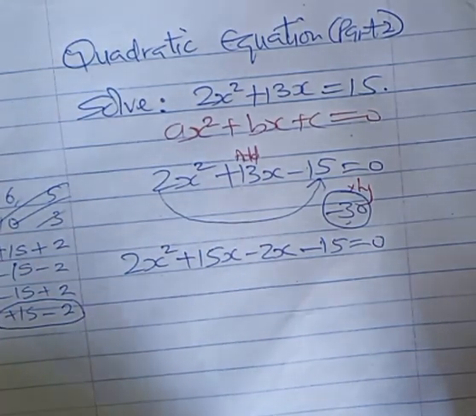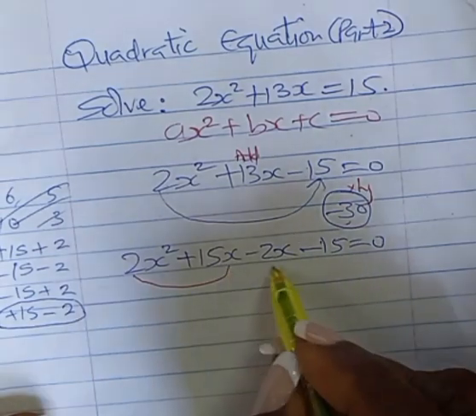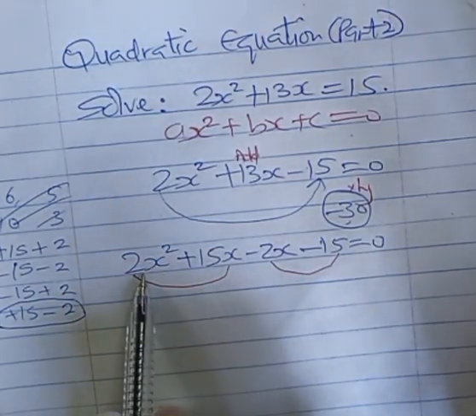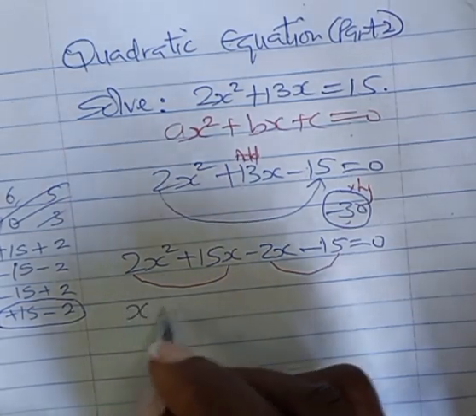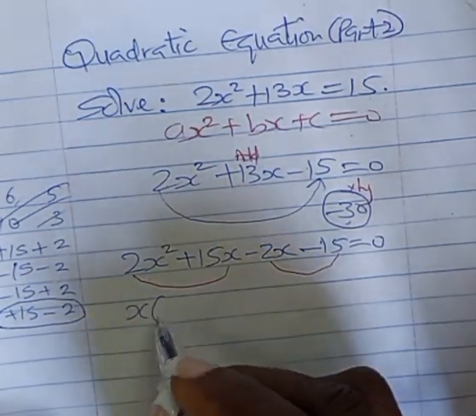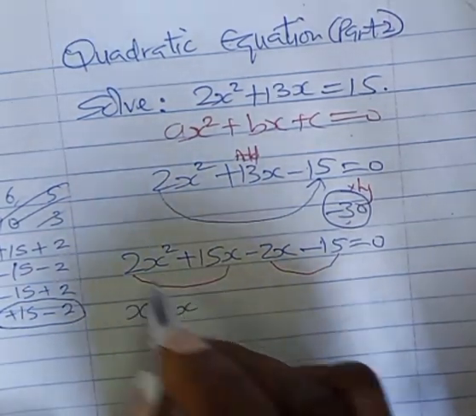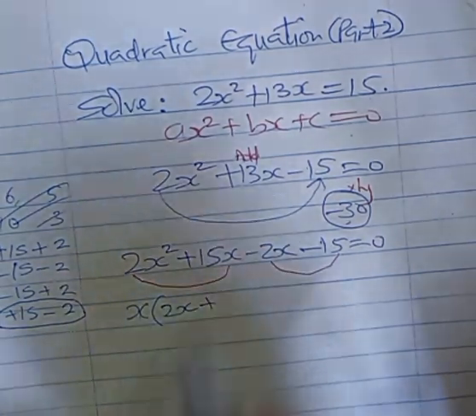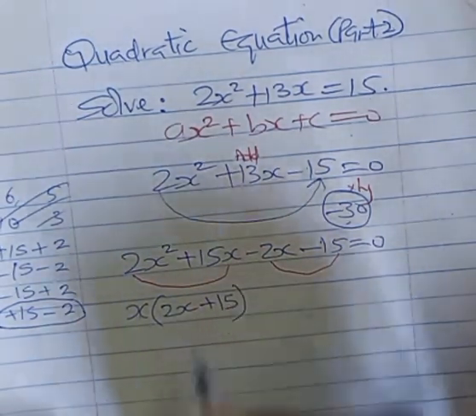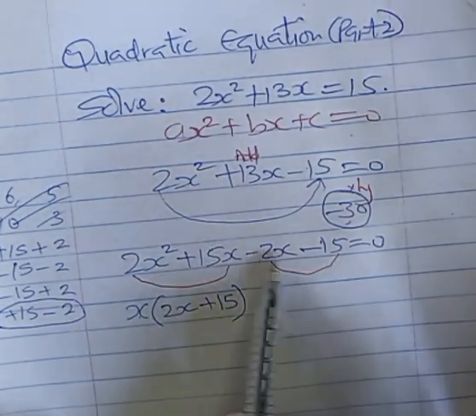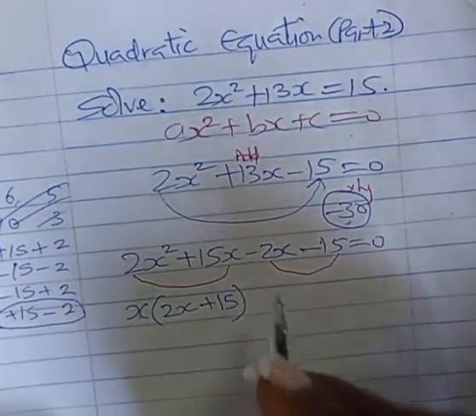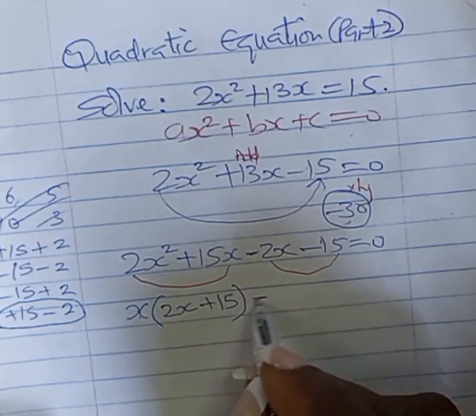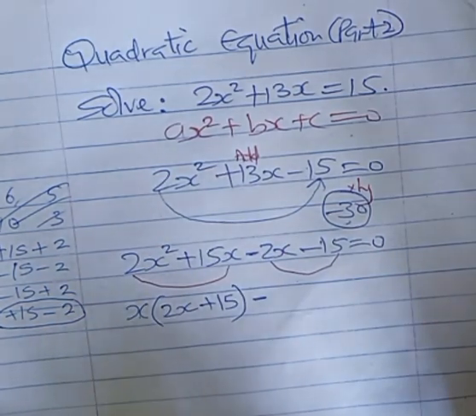Now the next thing is to pair them two by two and factorize. In this first pair, 2 is not common, but x is common. I bring out x, then I have 2x remaining. You have to divide this by this. That's how to factorize. Then 15x divided by x, I have 15. Then in this other pair, the 2x is the owner of the minus. So any sign you come across in the second pair is a common sign, it's a common factor.